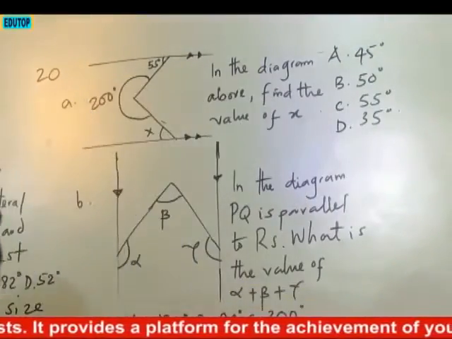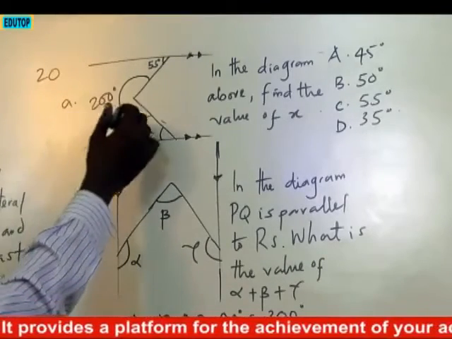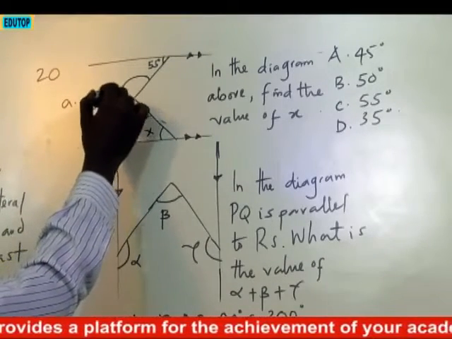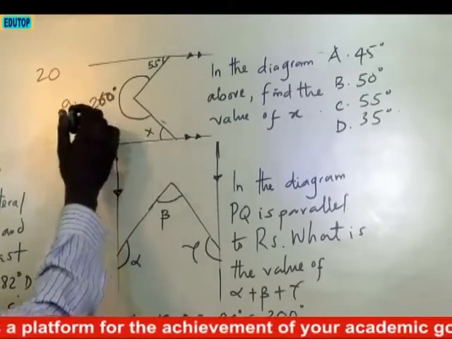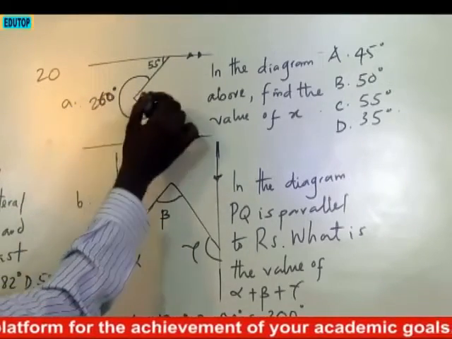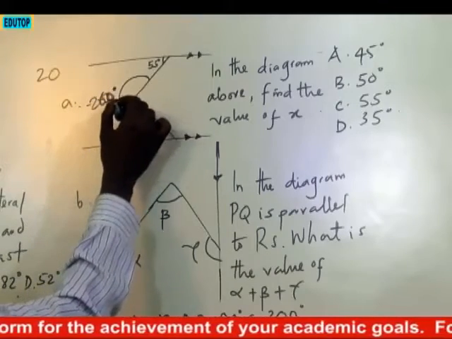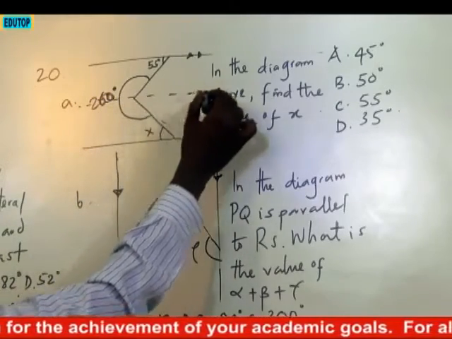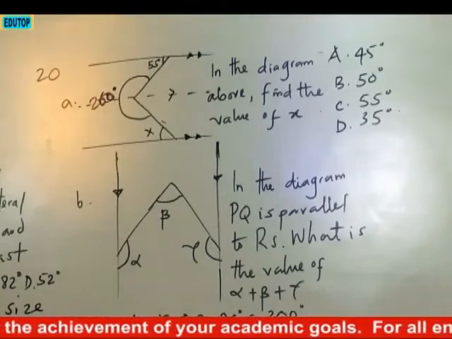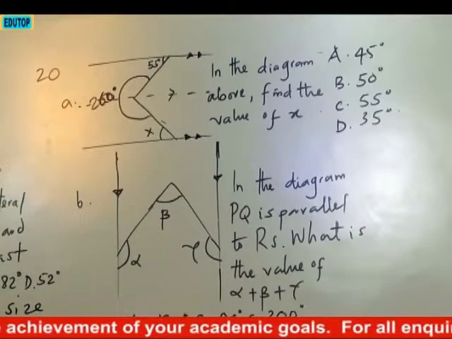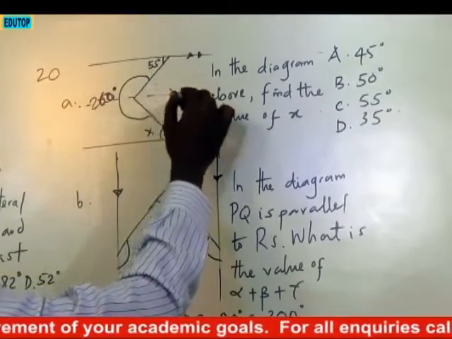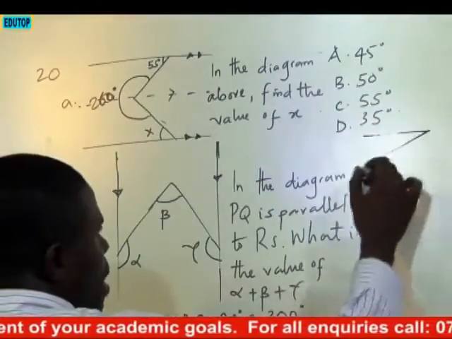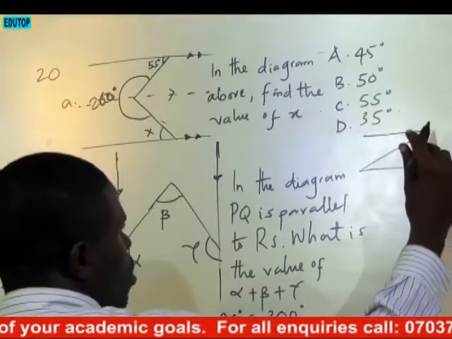The first thing we need to do here is to produce a line. Since this place is 260 degrees, what we just need to do is to produce a line to cut at this edge. So produce a line like this, and it will cut this. So the line is parallel. Take note, if the line is parallel to this, if you look at this very well, you will be seeing something like Z. That's alternate angle. Remember, we have done that times without number.